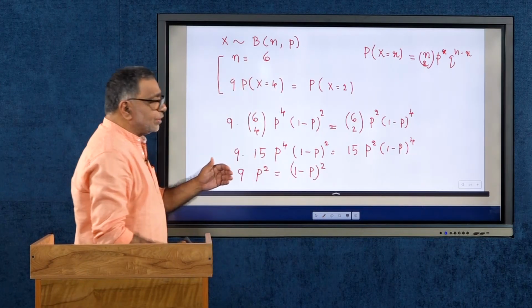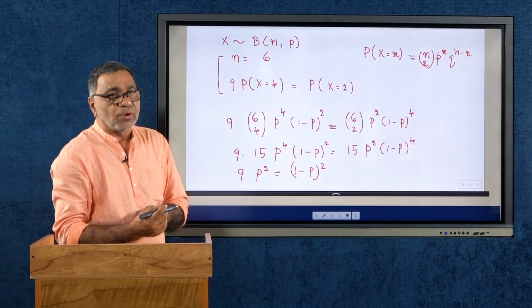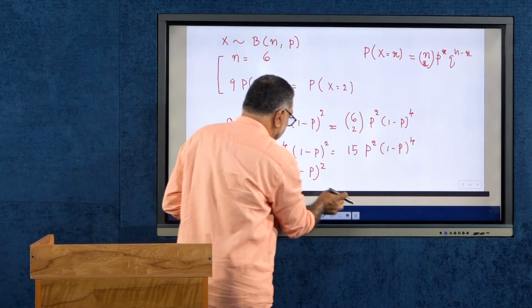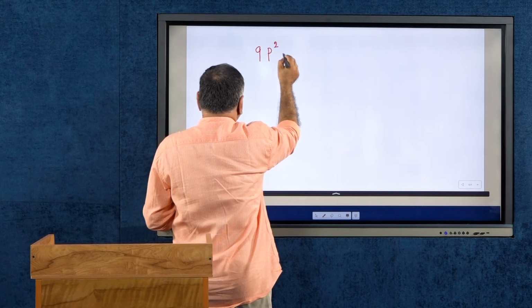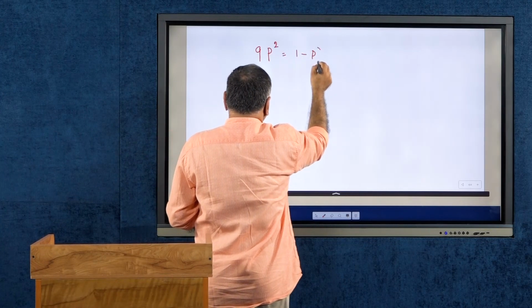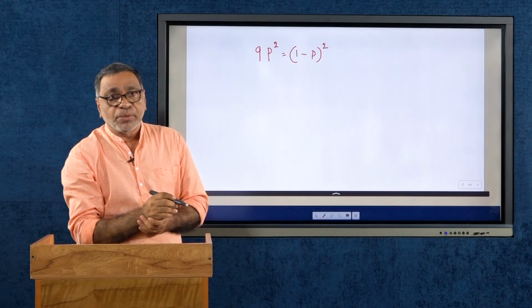So, the given equation reduces to 9p square is equal to (1 minus p) the whole square.